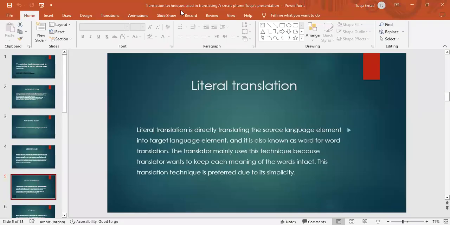Literal translation is directly translating the source language element into a target language element, and it's also known as word-for-word translation. The translator mainly uses this technique because the translator wants to keep each meaning of the words intact. This translation technique is preferred due to its simplicity.